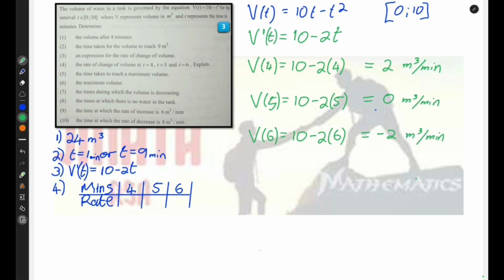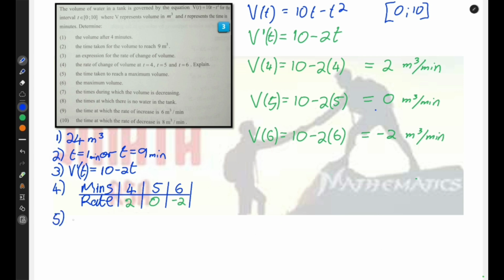So at 4 seconds, the water is increasing at 2 cubic meters per minute. When it reaches 5, the water is not increasing or decreasing. Now, for those of you who are still awake, that represents the turning point of the volume because the derivative is 0. And then at 6, it is now minus 2. So this is also a parabola. So at 4 seconds, it's probably there. At 5 seconds, the dot would be there. And at 6 seconds, it's decreasing again. So it would start to go down.